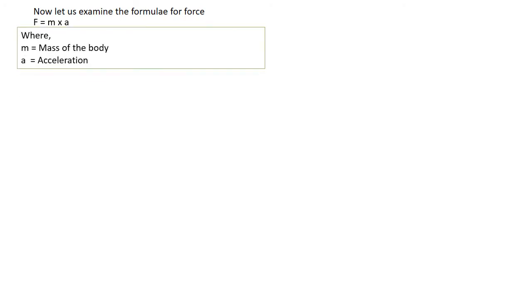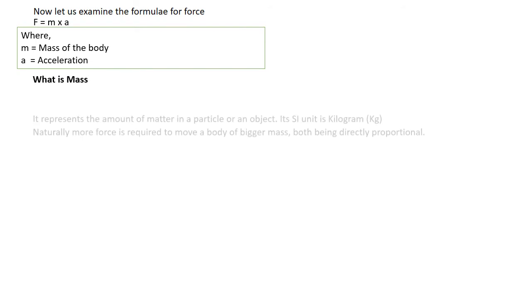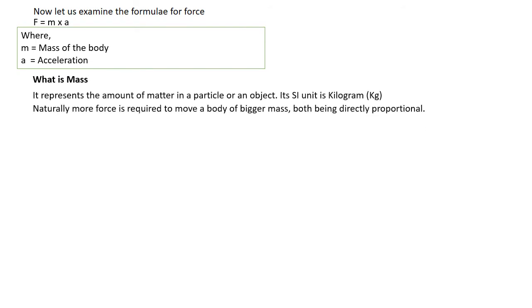Let us now examine the formula for force. We know the force is equal to mass times acceleration. What is mass? Mass represents the amount of matter in a particular object. We know its SI unit is kilogram. So naturally, the more the mass of a body, the more difficult it is to move, so more force is required.